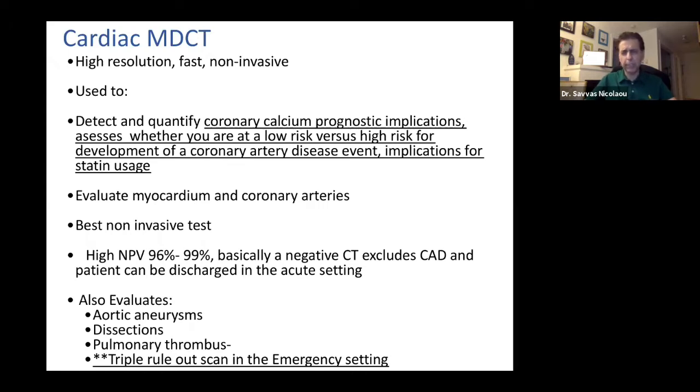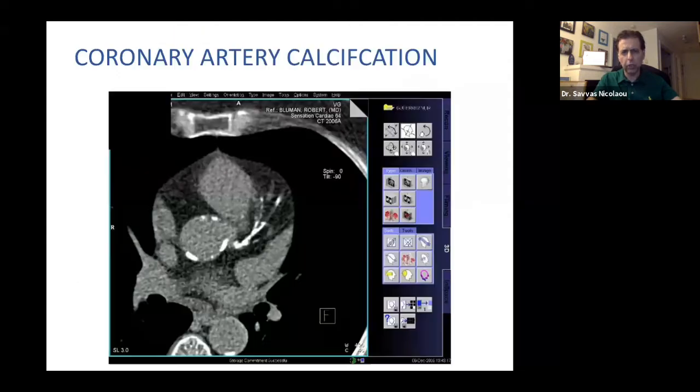Also, the other big advantage of cardiac CT is a very high negative predictive value. Basically, a negative cardiac CT allows you to safely discharge a patient from the ED setting, and from a risk stratification perspective, allows a patient to have a low disease risk outcome from a cardiovascular disease perspective over the next 2 to 5 years. Also, we can evaluate aortic aneurysms, dissections, pulmonary thrombi, and the triple rule-out scan in the acute setting, which I'll show some examples towards the later aspects of the talk.